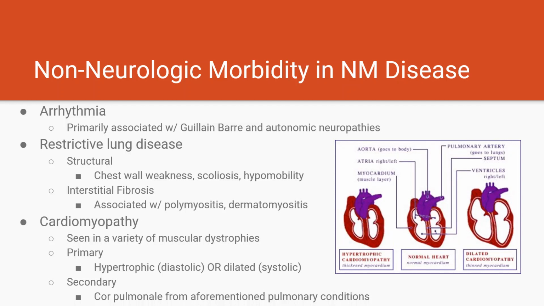And then finally, cardiomyopathy is commonly associated with a lot of these diseases, primarily the muscular dystrophies. So dystrophies such as Duchenne's or Becker's can often manifest either as a hypertrophic diastolic heart failure or a dilated systolic heart failure. And then also all these patients, given all their restrictive lung disease, are also at risk for cor pulmonale. So keep an eye out for that.